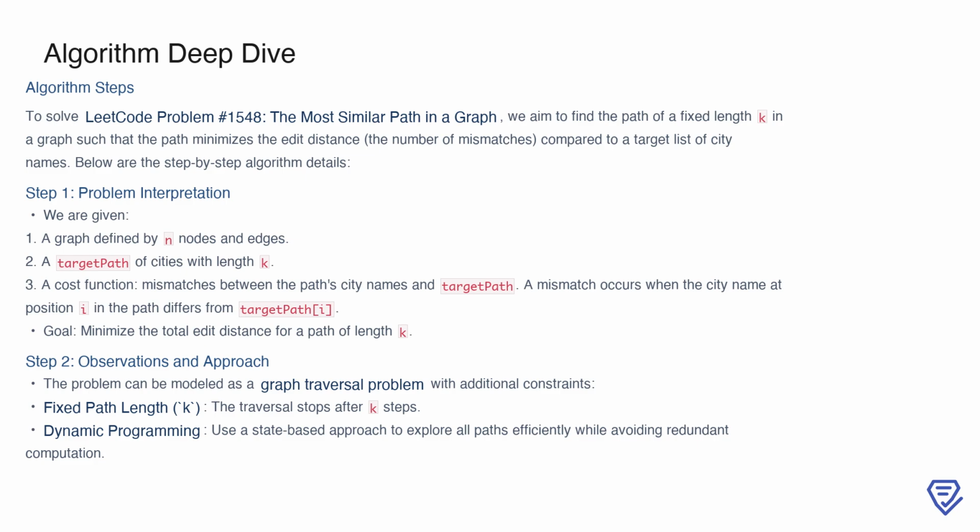The path must stop after k steps, and we need to minimize the cost efficiently. Dynamic programming is a natural choice here, as it lets us explore all possible paths systematically while avoiding redundant calculations. This approach takes advantage of overlapping subproblems, enabling us to compute the optimal solution step by step.